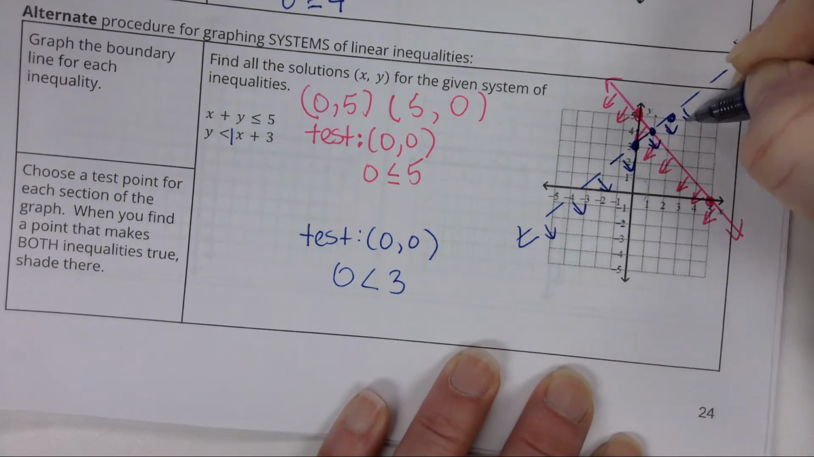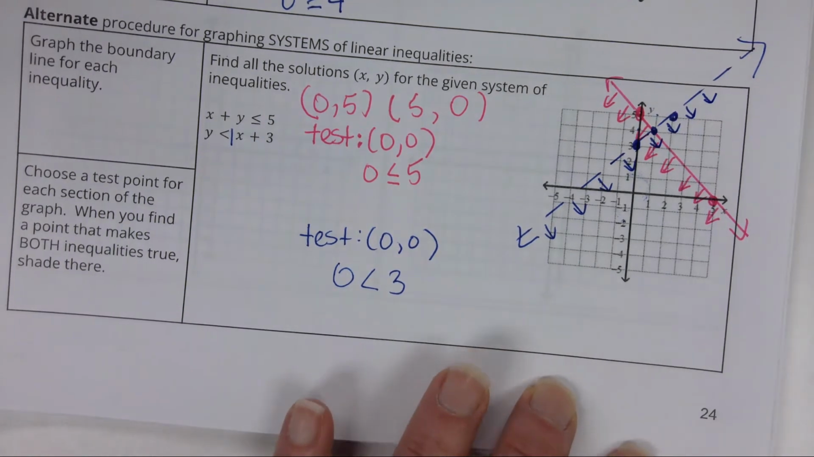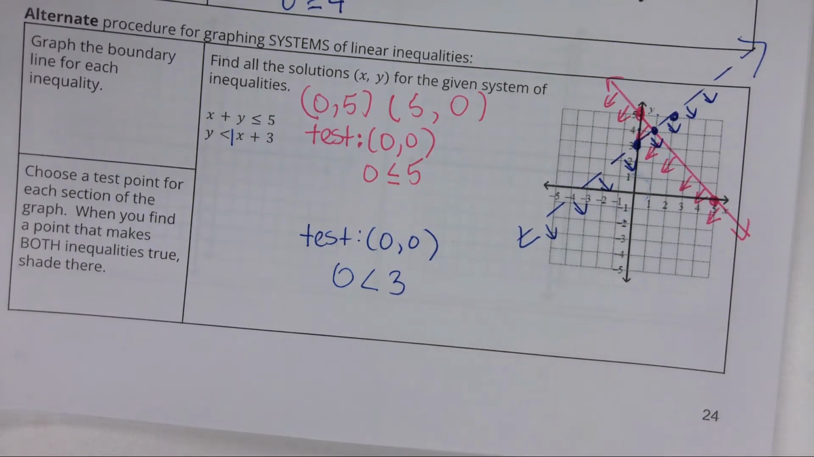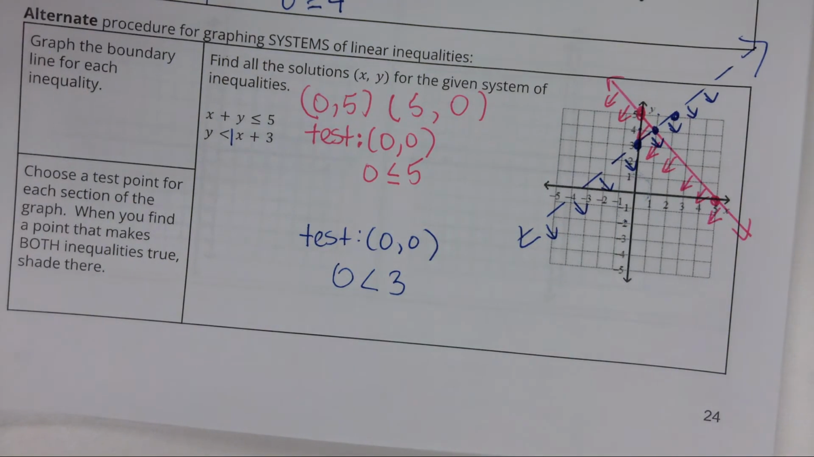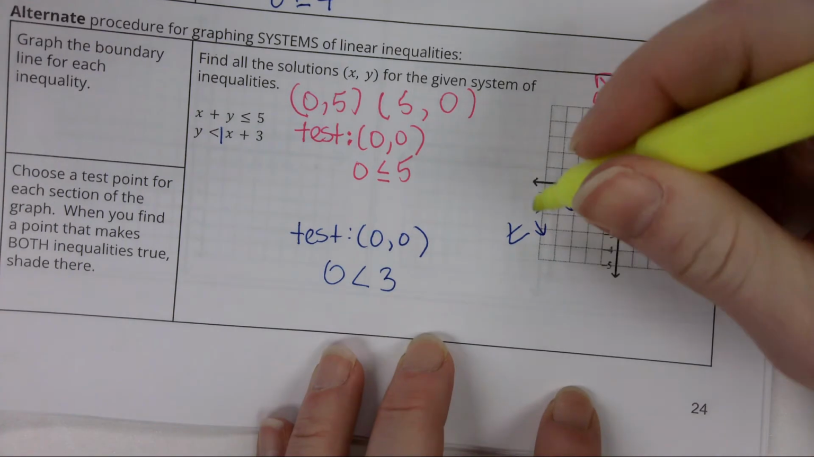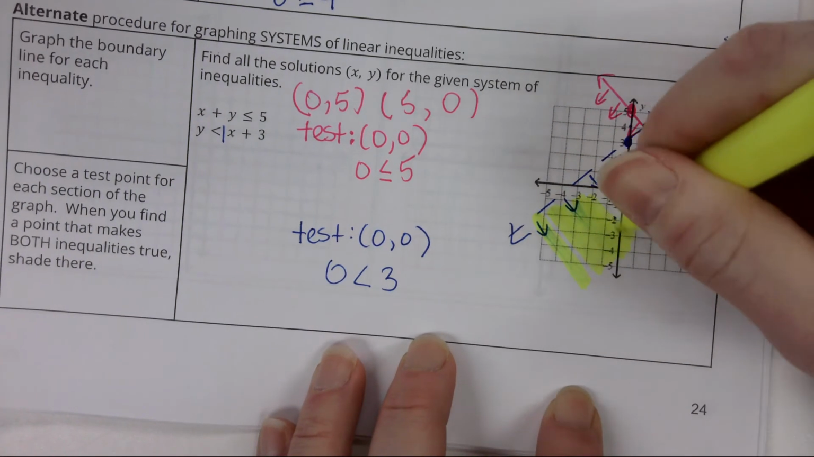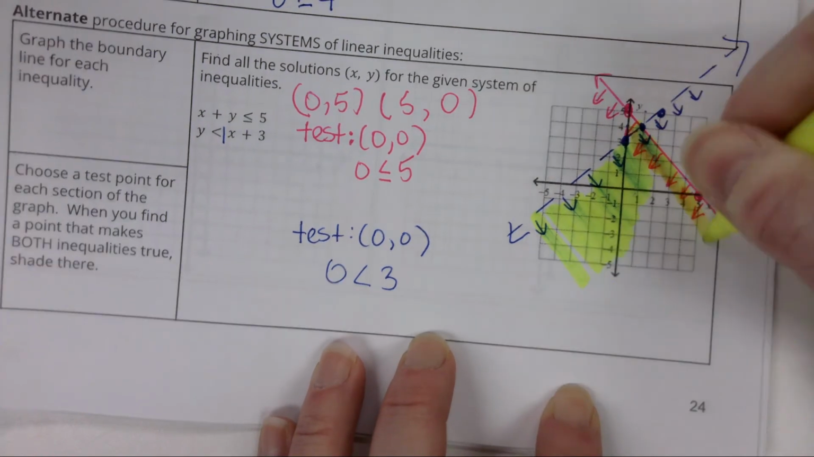So this one, where is the overlapping region? Highlight. If you're thinking of it as an X, the bottom of the X, where the arrows point to each other. So if I were highlighting it, it would be anything in here.